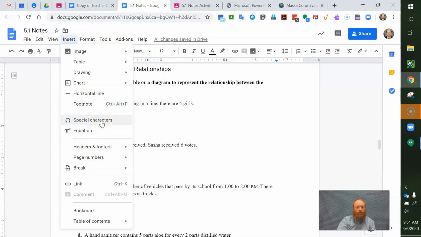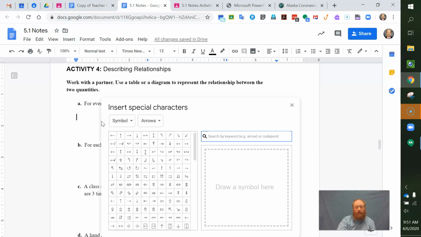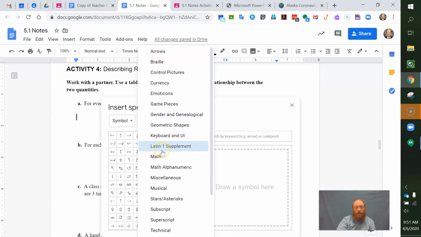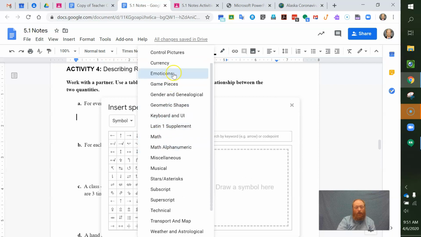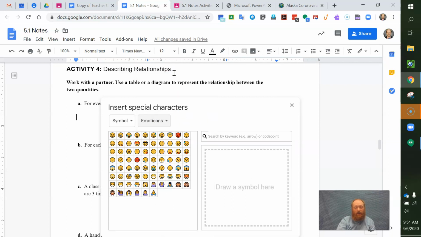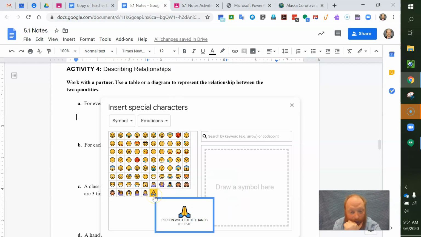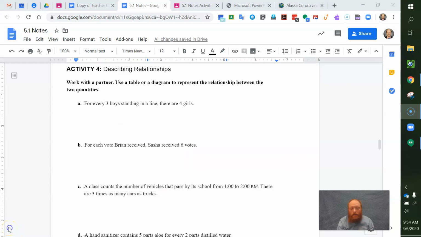is it special characters? Emoticons. Yes, insert special characters, emoticons. So I'm going to look down through here, and I don't see any boys. So I'm going to pause this video and figure out how we're going to do this next. Okay, we're back. I figured out what we're going to do next.